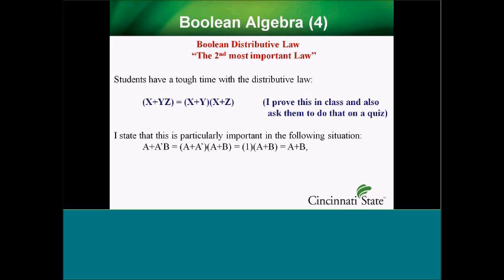And what I say is that the most usual situation where it's helpful is a situation like A or A prime B, where X and Y are complements of each other, and then it helps you. A or A prime, so that's 1, therefore it just comes down to A or B.